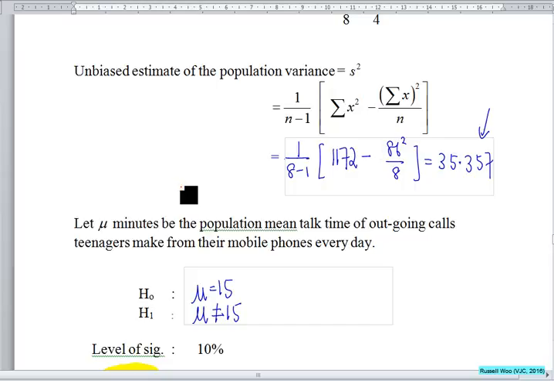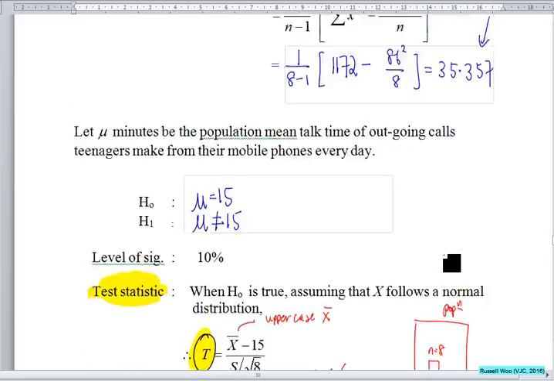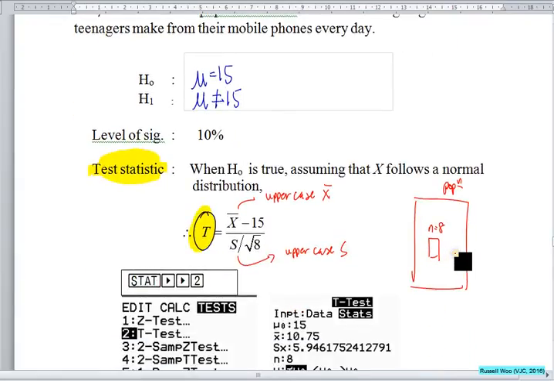Can I have attention, please? The reason is this. You have a population, and your n is so small. Whenever you pick 8 samples and calculate the unbiased estimate, the 35.357 is actually not a very good estimate for your population variance. It is actually a random variable. So that's why we say this is a t distribution.